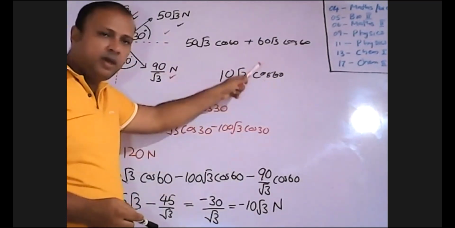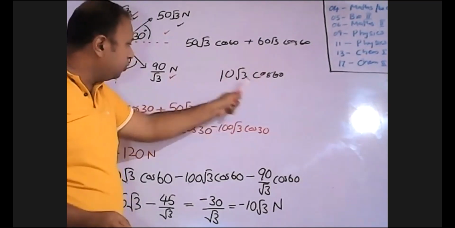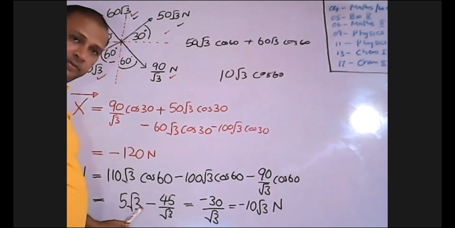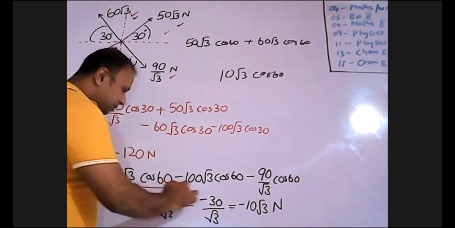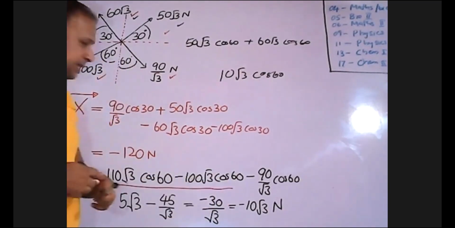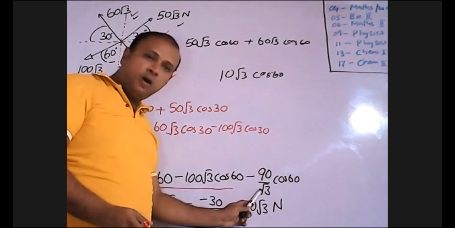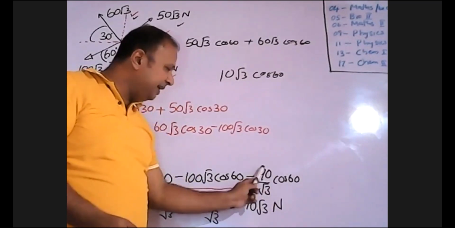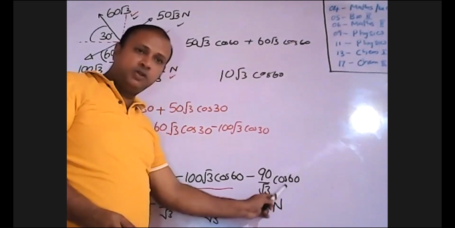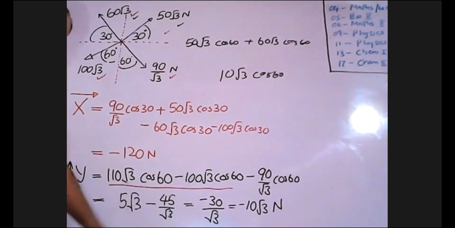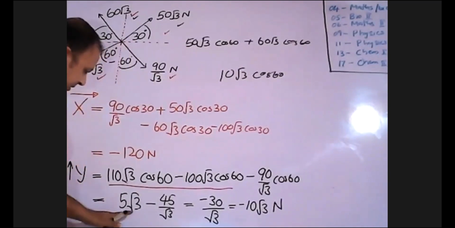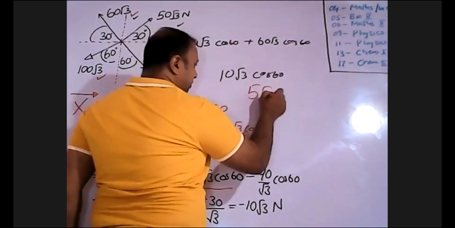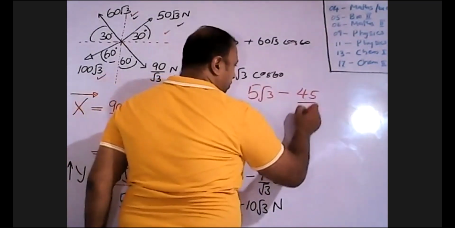Cos 60 is half, that is 1 over 2. So the 2 and 10 will be cancelled out. The remaining is 5 root 3. That is how I simplify these two. Then the simplification of this one: 90 over root 3 into cos 60. Cos 60 is half. Half means 90 can be divided by 2. That means 45 over root 3. Then there are two numbers. One is 5 root 3. The other one is 45 over root 3.